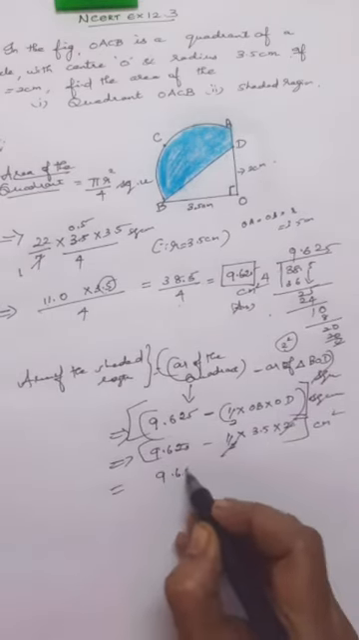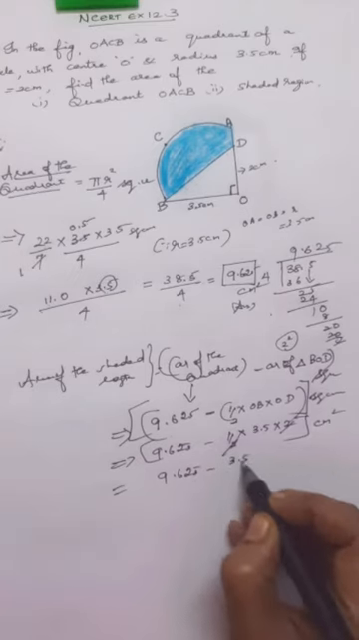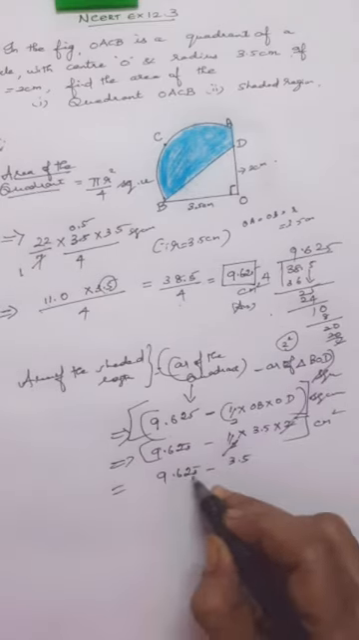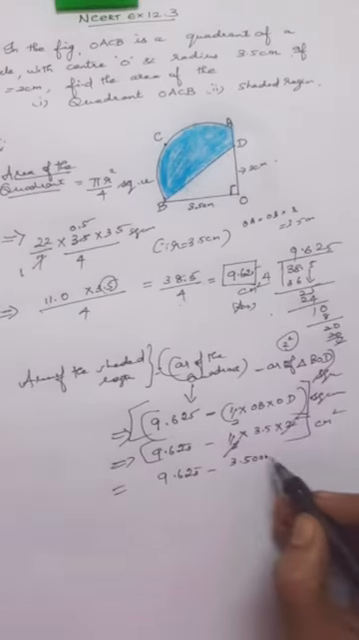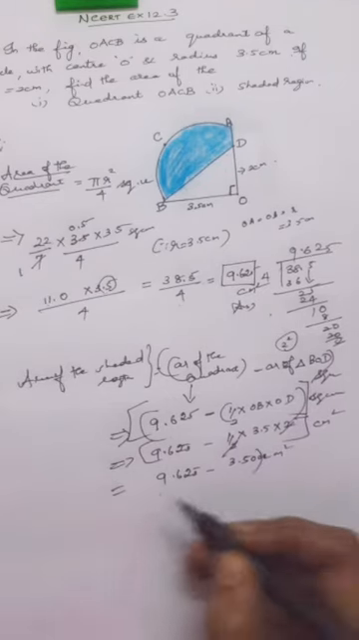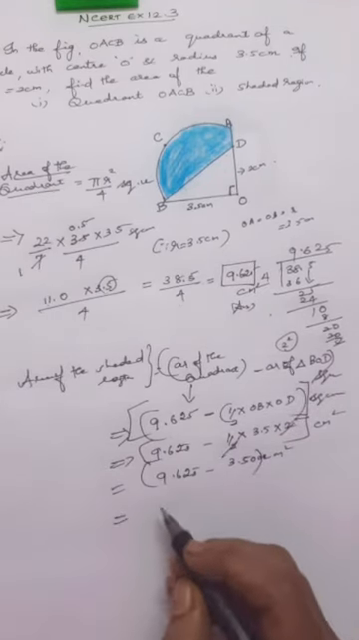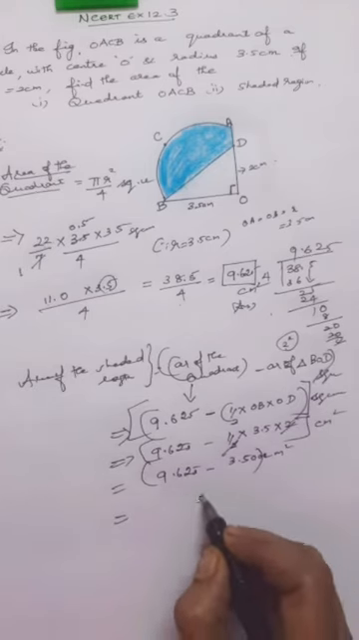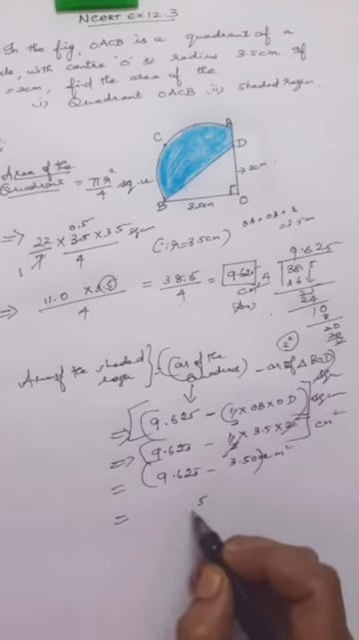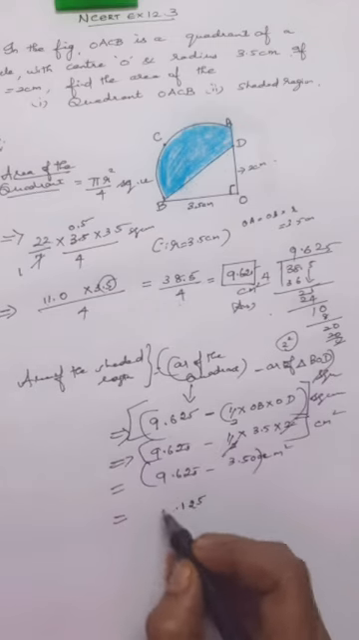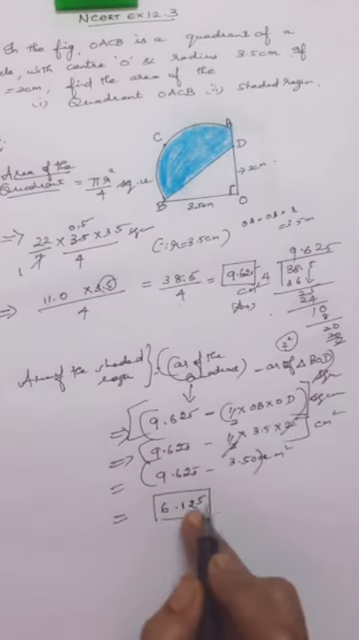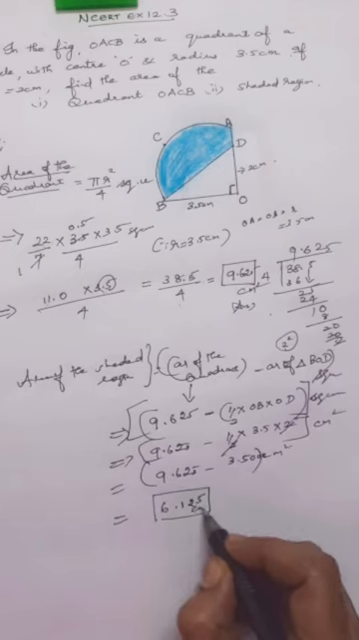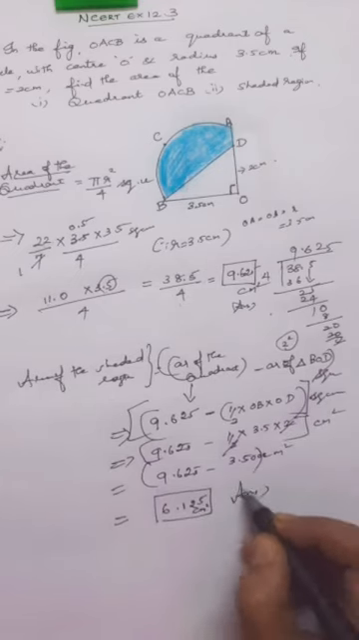So 9.625 minus 3.5. Here 3 decimals, so we can make it as equivalent decimal. That is centimeter squared. So the answer will be 6.125 centimeter squared. This is the answer.